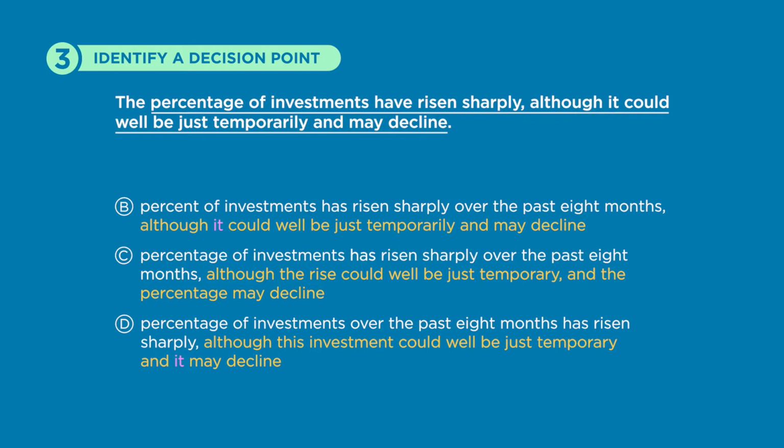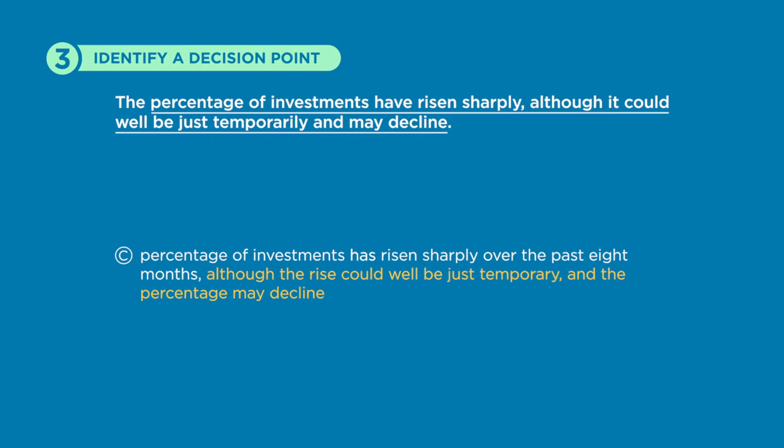In both B and E, it is not clear whether it refers to percentage or rise. In C, there is clarity by using the nouns instead of pronouns. Because the antecedent of the pronoun it is ambiguous, we can eliminate answers B and E. We now have one remaining answer choice, so all we have to do is one final check as a safety net, just in case we miss something.